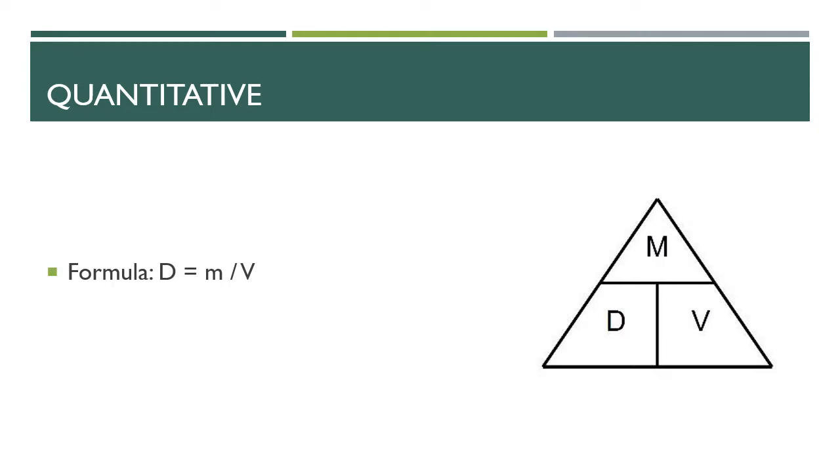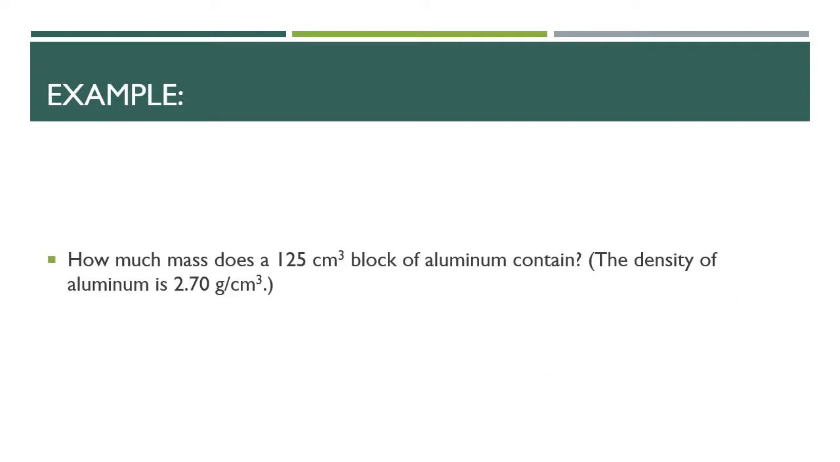This is an algebraic formula, and as such, as long as you have any two of these three variables, you can always solve for the third one. So if you had, for example, the mass and the density, you could solve for volume. So let's take a look at an example calculation to see how this formula works.